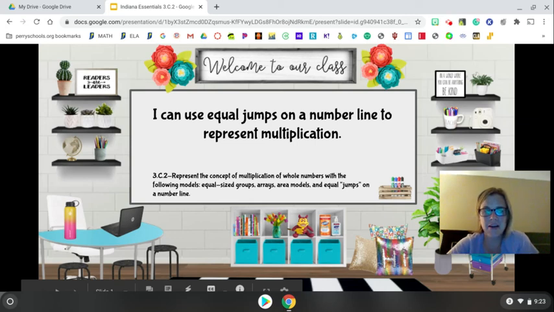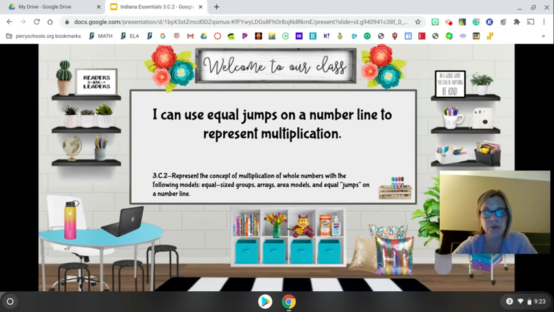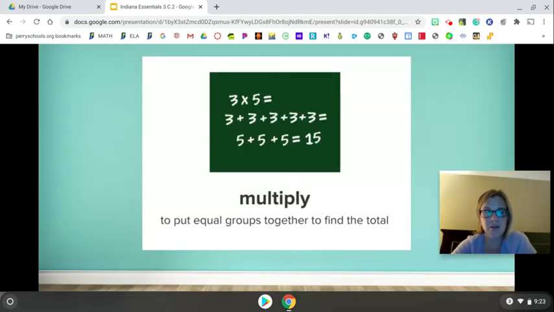Hey guys, for today's lesson, we are going to be looking at another way to show multiplication. We've looked at a couple different ways, and I want to show you yet another way just so you can do what makes sense most to you. So our objective today is I can use equal jumps on a number line to represent multiplication.